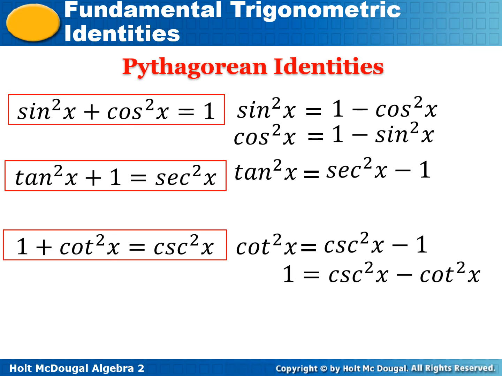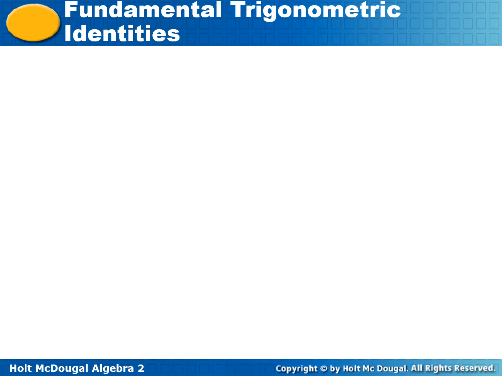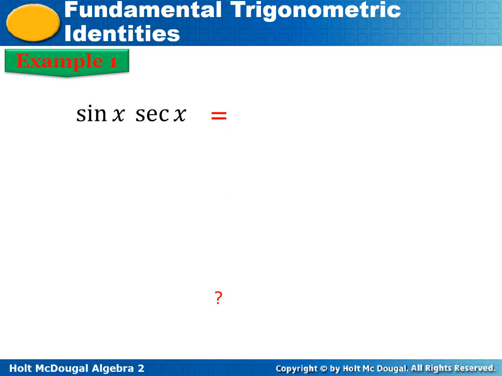So from here, we are going to verify other identities. So let us have example number 1. Supposing we have sine x times secant x, is it equal to tangent x?